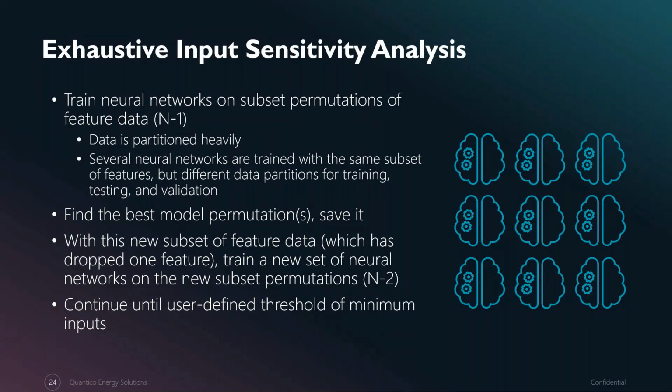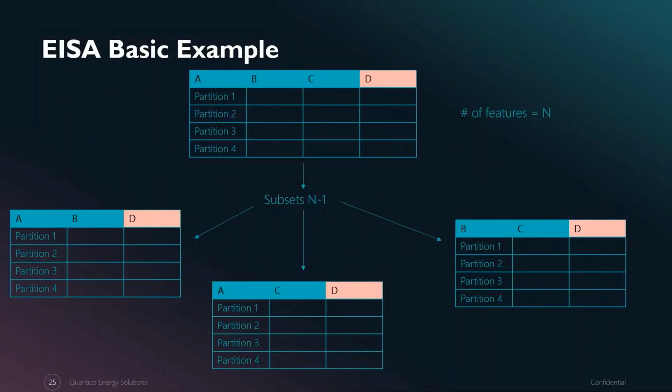I can understand that this might be a little complicated, so I broke it down a little bit more. Here's a very basic example. We've got a simple data set with 3 features, A, B, and C. We're trying to predict D. We can partition the data as many ways as we want, but essentially it's subsets of the data themselves, not subsets of the features.